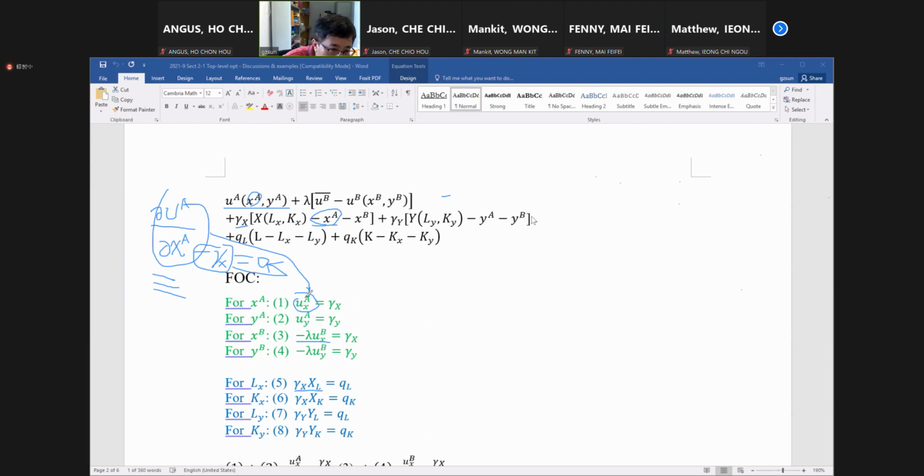This A, the subscript, is for the person Alice. This one, the superscript, is for the good X. So this is the marginal utility for Alice in good X equals gamma x.